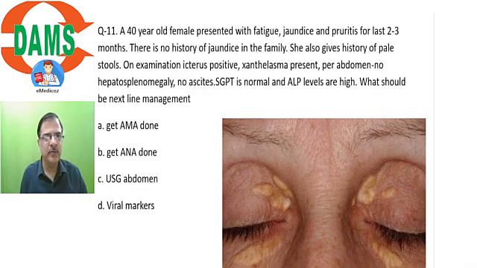A 40-year-old female presented with fatigue, jaundice and pruritus for the last 2-3 months. There is no history of jaundice in the family, but she gives a history of pale stool. So identify: the pruritus word is given, pale stools is given.